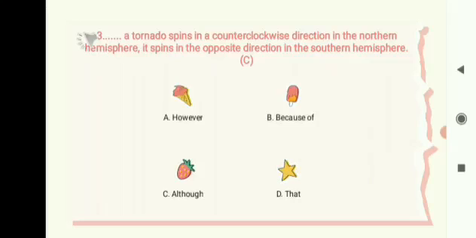Tornado bergerak atau berputar melawan arah jarum jam di bagian utara bumi. Adapun ia berputar sebaliknya atau berarti searah jarum jam di bagian selatan bumi. So the answer is C, although, because although is used as a conjunction that connects two clauses that contradict each other.